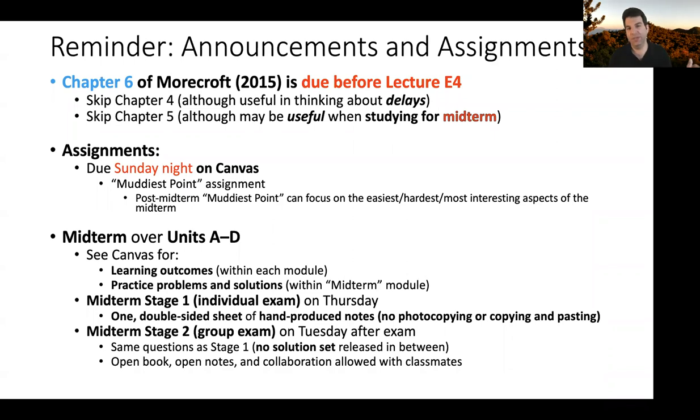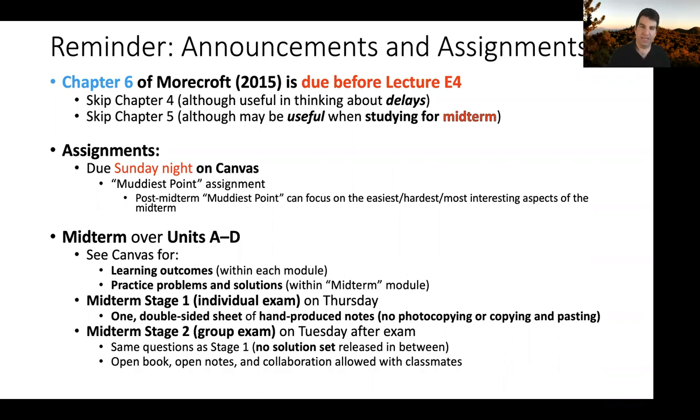It doesn't matter to me when you do it, but you have to do stage one alone by yourself for that 90 minutes. You'll have access to one double-sided sheet of hand-produced notes. And you'll also have access to, and I didn't put it here, a couple of blank sheets of scratch paper if you feel like that would make you more comfortable. So all of Thursday, you pick the time, you find a good place that you feel comfortable taking the exam, you take it alone, and then you're done after that 90 minutes, and then you don't get access to it, you don't get to see the solutions, and that's it.